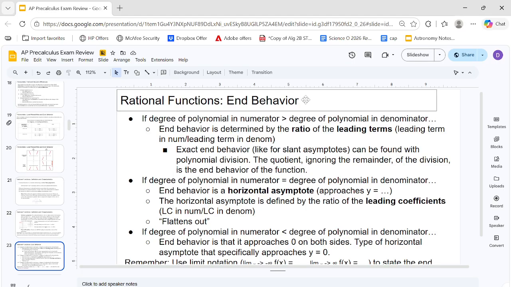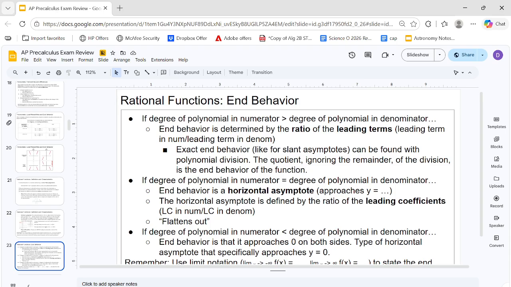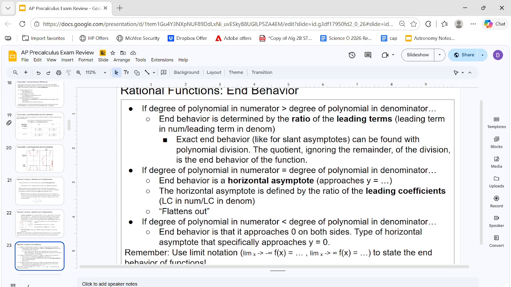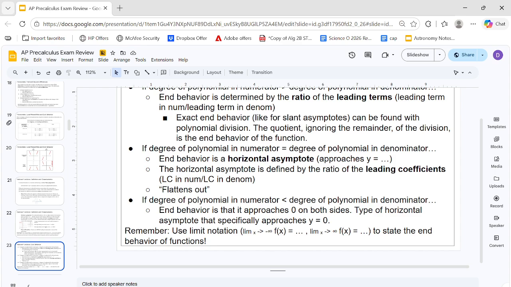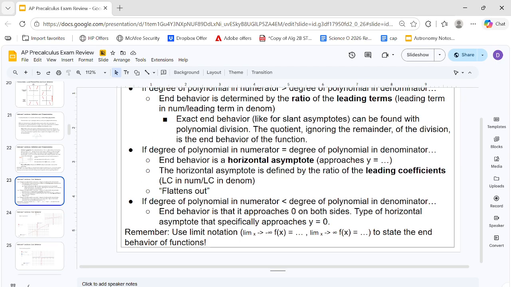So for the end behavior, it all depends on the degree of the polynomial in the numerator compared to the polynomial in the denominator. If the numerator is greater than the denominator in terms of degree, the end behavior is determined by the ratio of the leading terms. If the degrees are equal, that's a horizontal asymptote, which is just the coefficient in the numerator divided by the coefficient in the denominator. And if the degree of the denominator is greater than the degree of the numerator, then it just goes to 0 on both sides. And yeah, make sure you use limit notation.